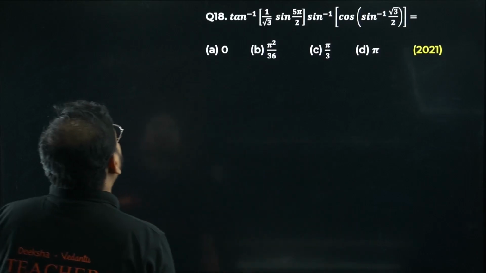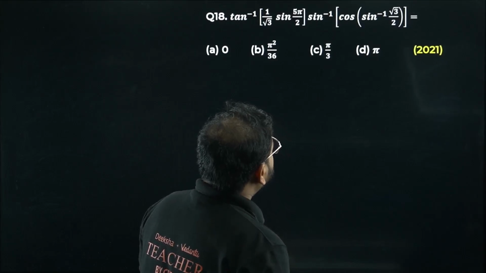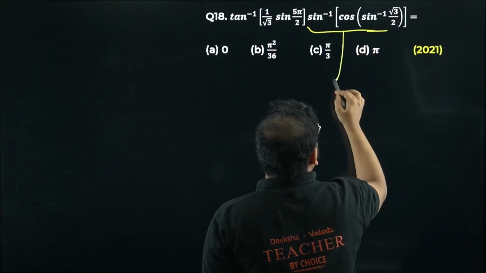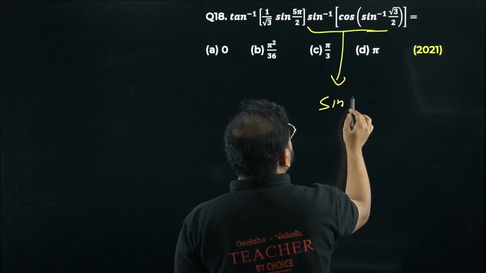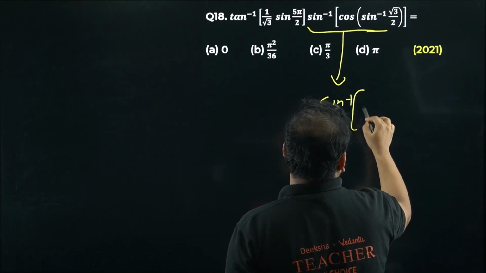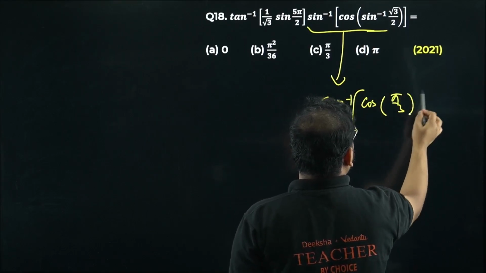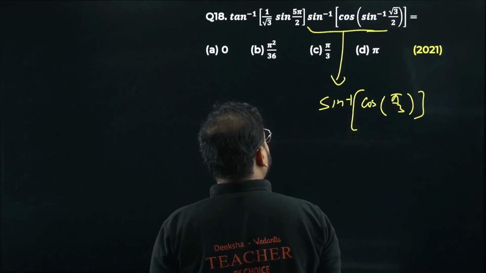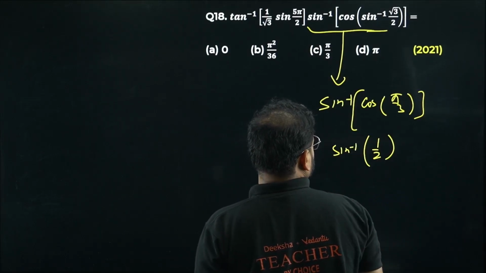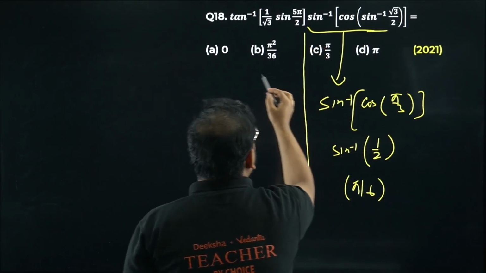Question number 18 now. Tan inverse given 1 by root 3, sine inverse 5 pi by 2. We'll solve this. We'll start solving from here only. We'll write this part later. So I'm getting here sine inverse, and cos as it is. This will become pi by 3. So I have sine inverse of cos pi by 3, which will become 1 by 2. Again, I have sine inverse operating on this, so it will be pi by 6. So this part is solved now. Let's look for this part.